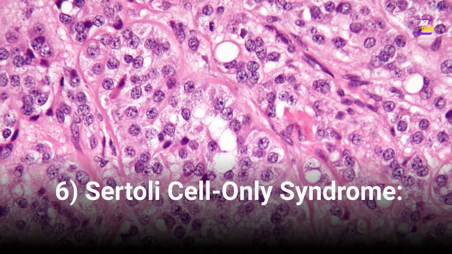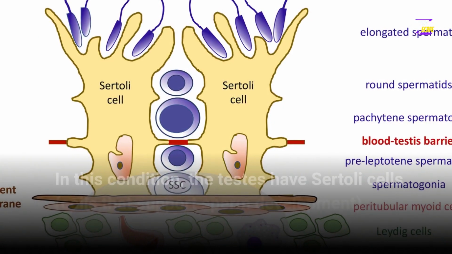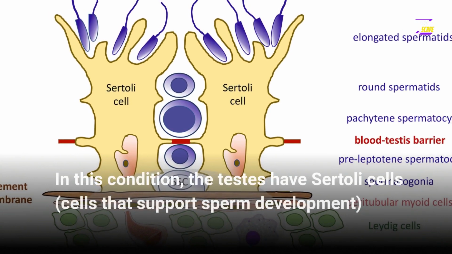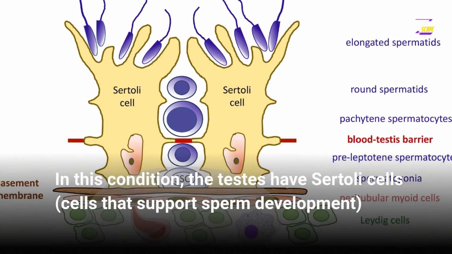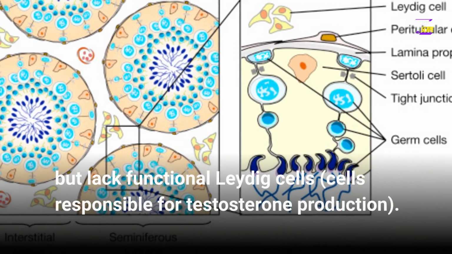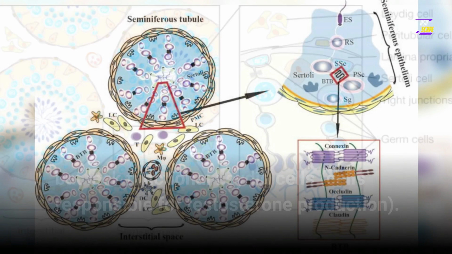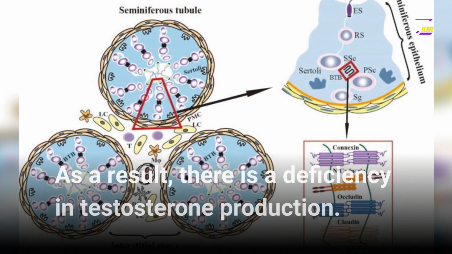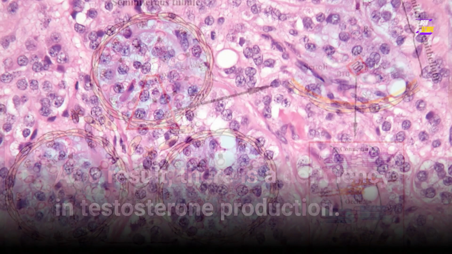6. Sertoli cell-only syndrome. In this condition, the testes have Sertoli cells, cells that support sperm development, but lack functional Leydig cells, cells responsible for testosterone production. As a result, there is a deficiency in testosterone production.